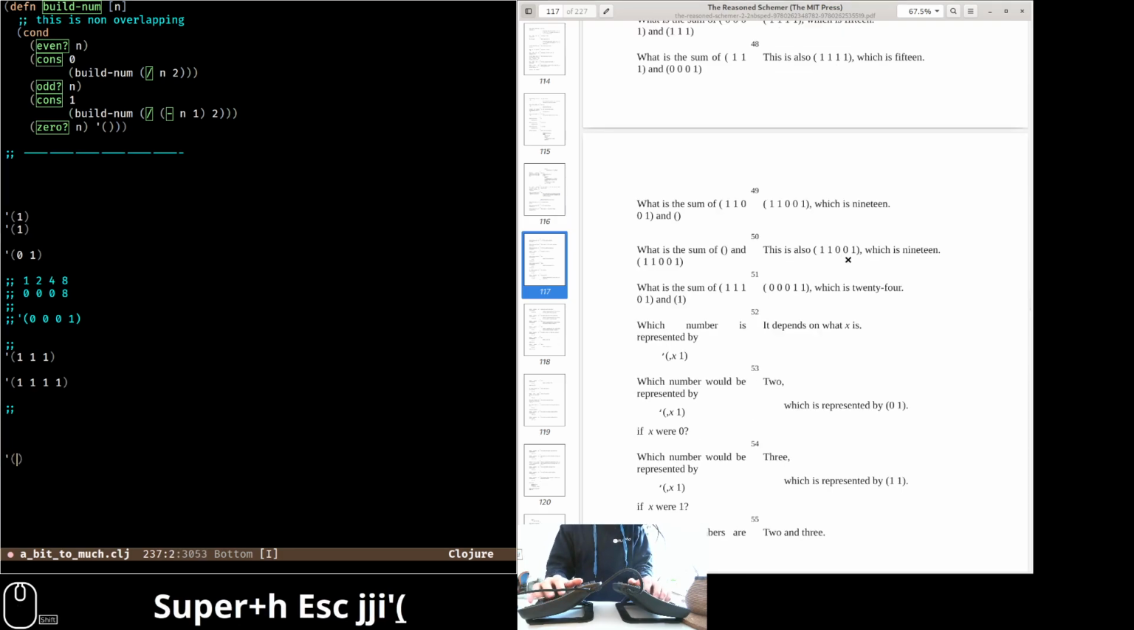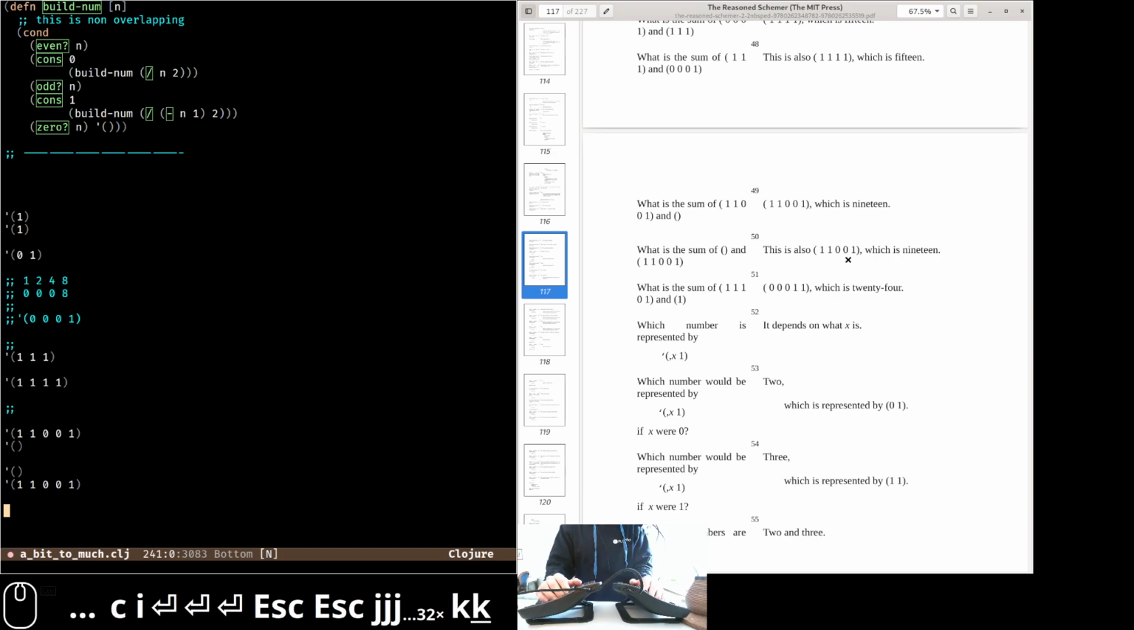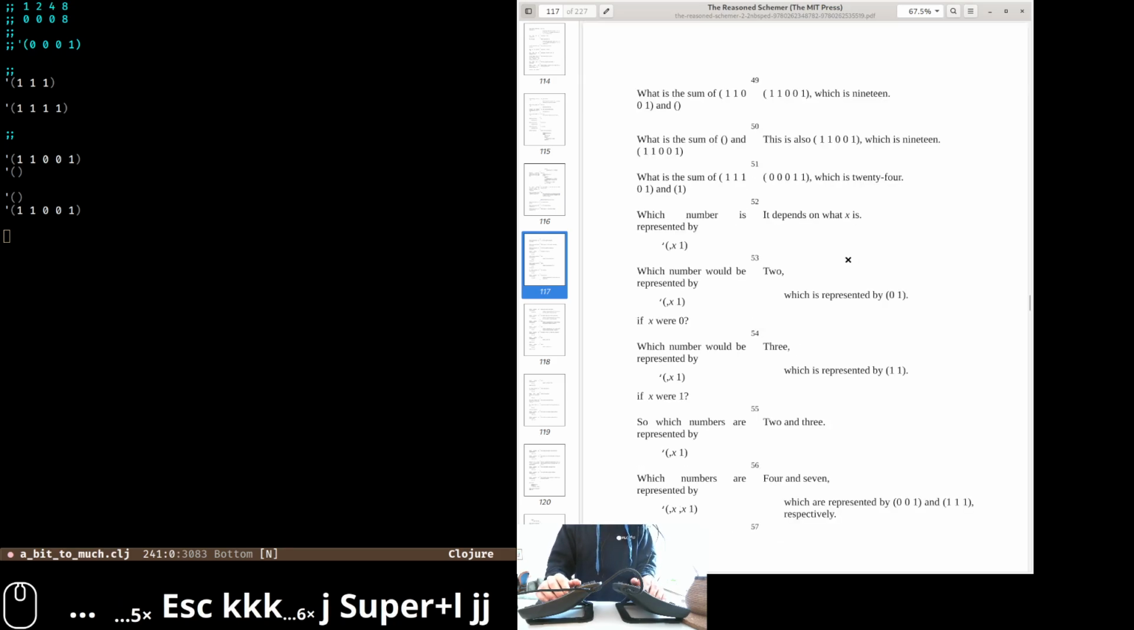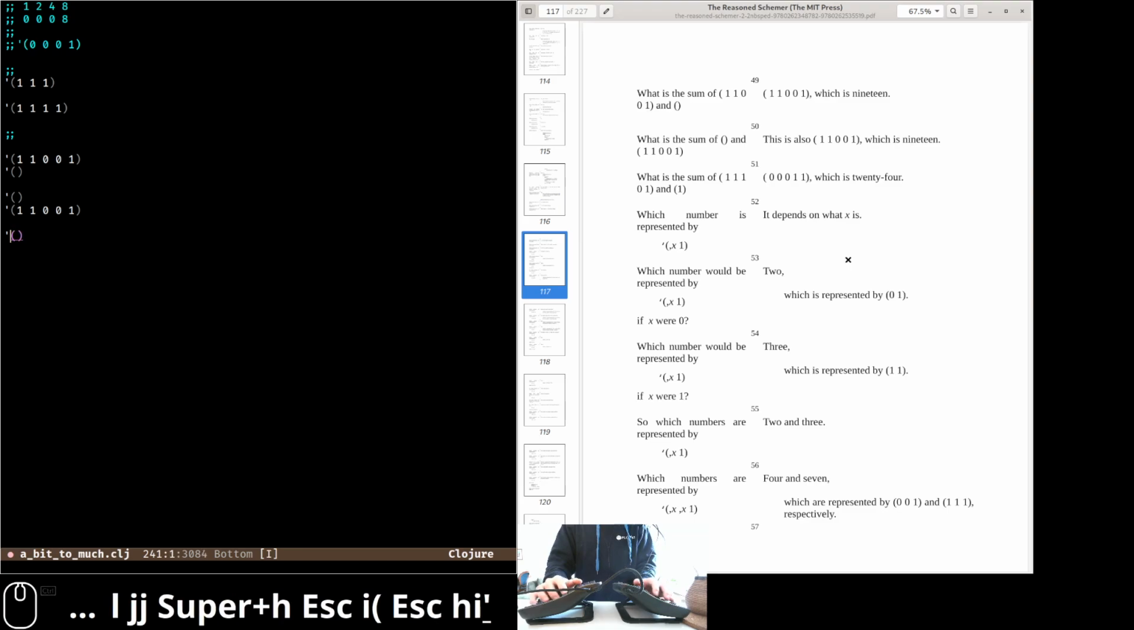What is the sum of 1, 1, 0, 1, and then the other one is 0. That should just be the same. This should output exactly this number again. That happens to be 19. Okay. What is the sum of this and this? Also 19. So if either of them is nothing, the output would be the same thing.